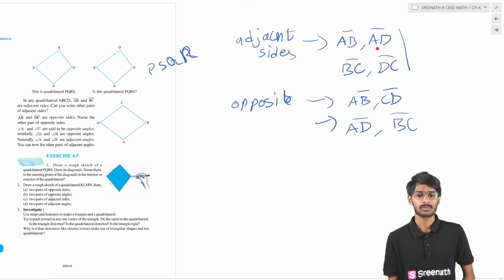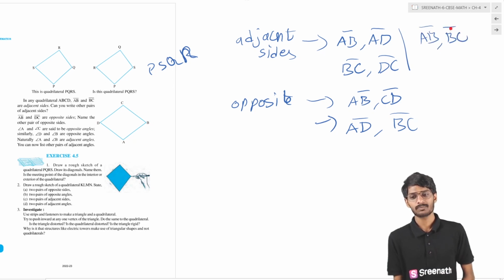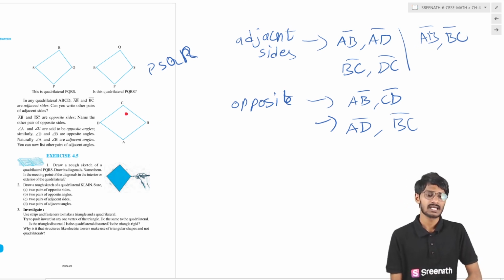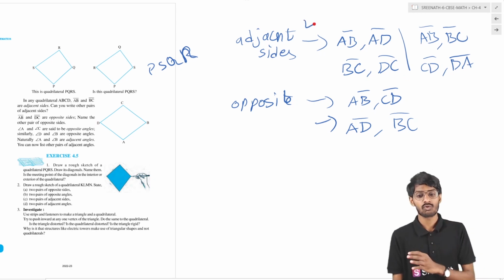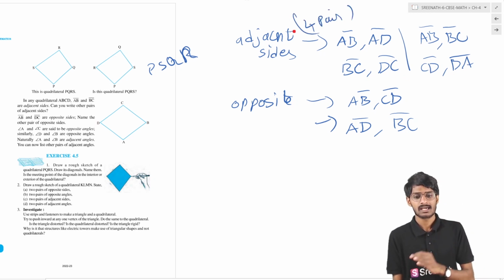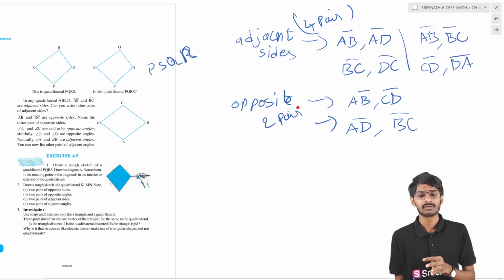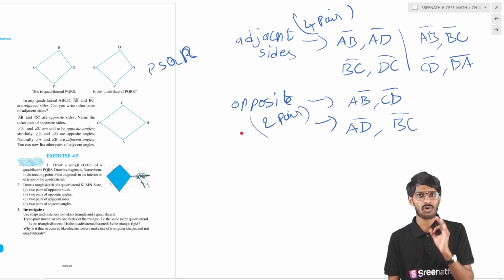Okay, students, what are the other pairs of adjacent sides? We have written AB and AD. Next we have written AB and BC. AB comma BC, this is a pair of adjacent sides. Next thing is BC, CD. We have written this pair of adjacent sides. Next thing is CD, DA. So CD comma DA is another pair of adjacent sides. So we are getting four pairs of adjacent sides, and two pairs of opposite sides in a quadrilateral, students. Okay, that's it, students.